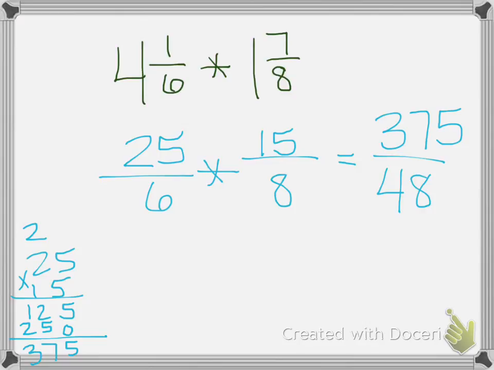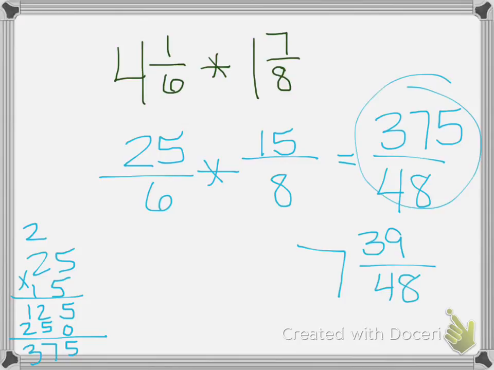If you want to change that into a mixed number, 48 goes into 375 7 times, with 39 left over, my denominator stays the same. So either answer would be fine.